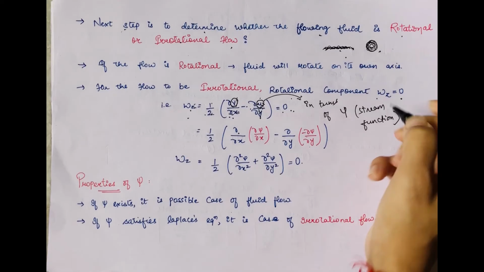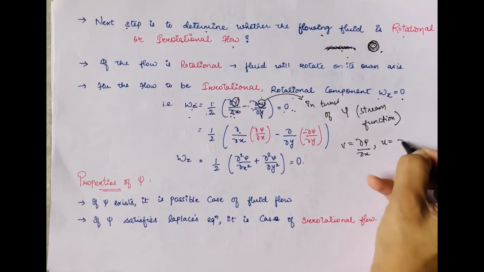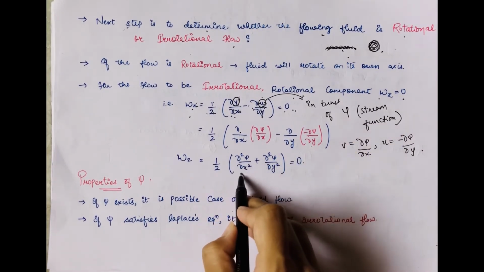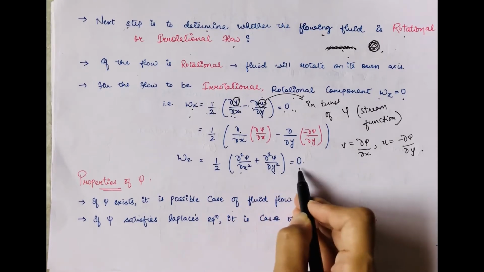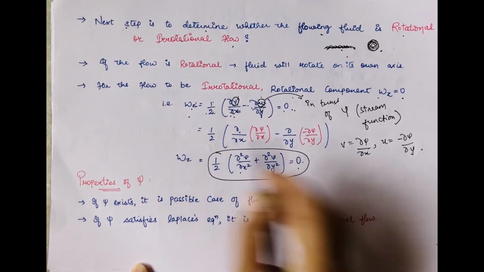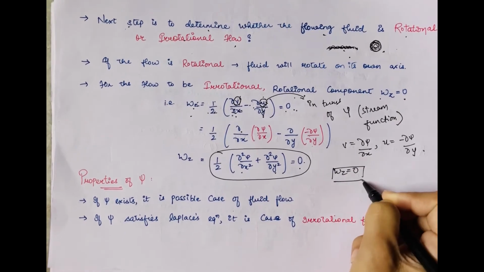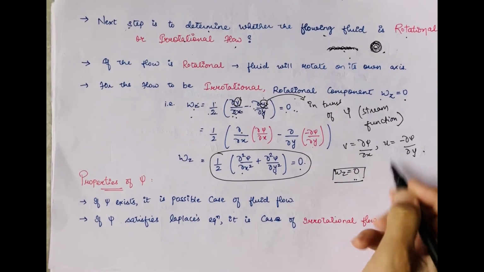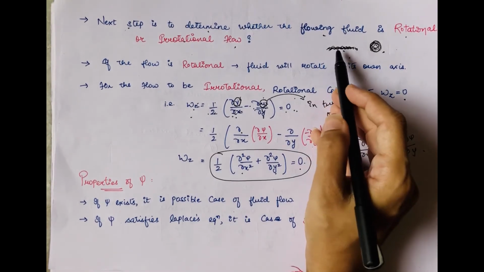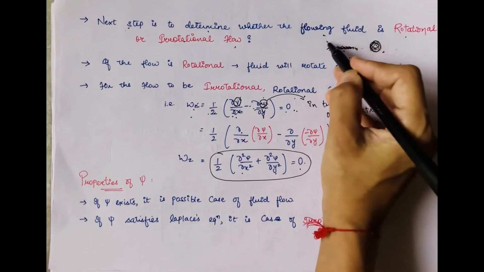Okay, so substituting the value of v equals del psi by del x and u equals minus del psi by del y, we will get del square psi by del x square plus del square psi by del y square equals 0. So if this equation is satisfied, then we can say that the rotational component is 0. Rotational component is 0, it means what? It means the fluid is not rotating on its own axis, and then it will be proved that the fluid is irrotational. So it is flowing like this.